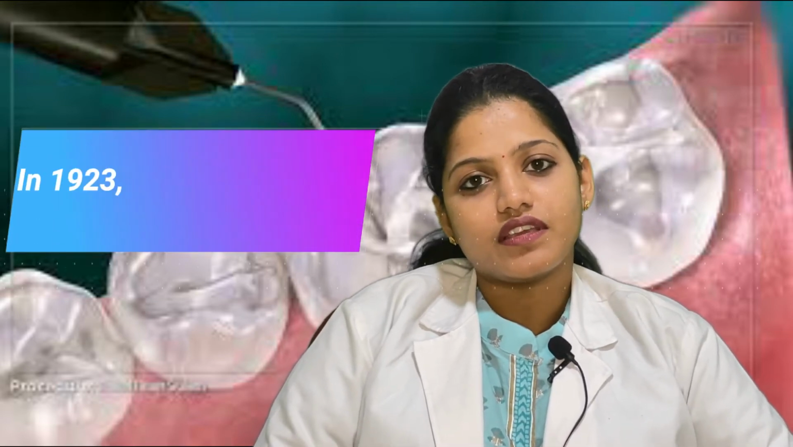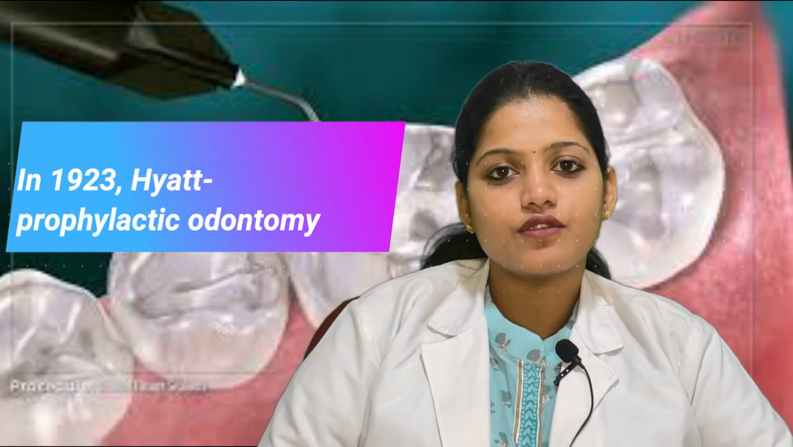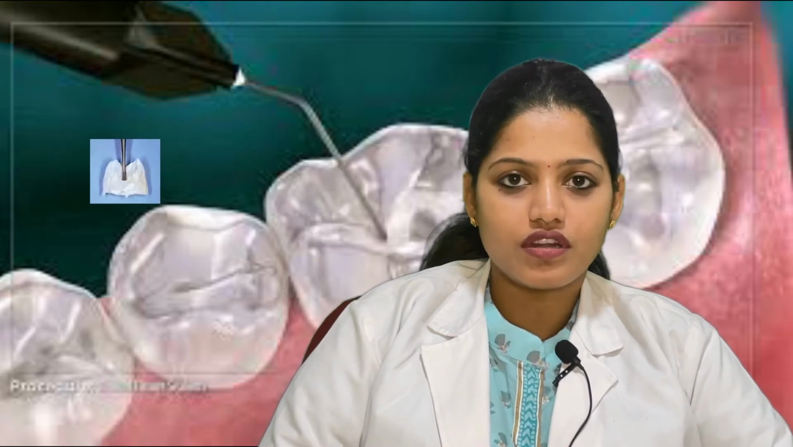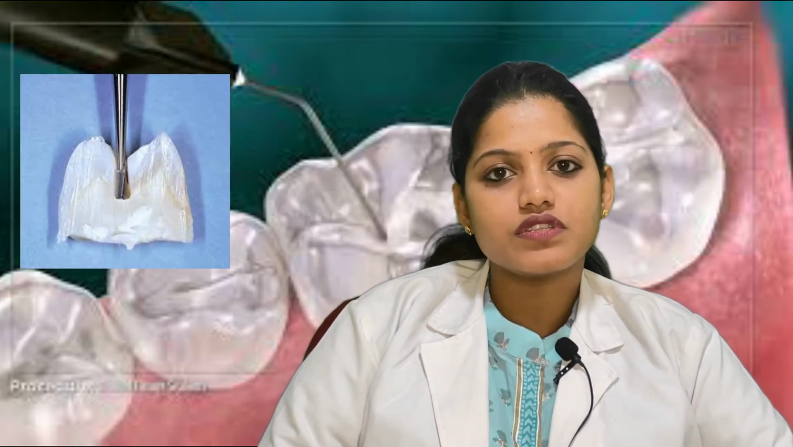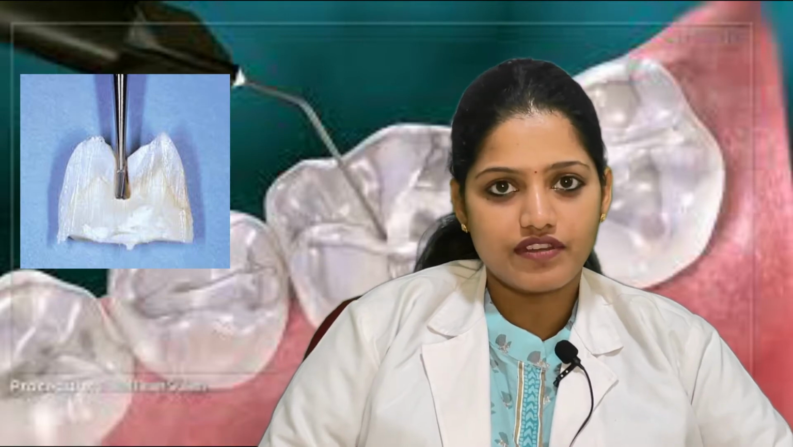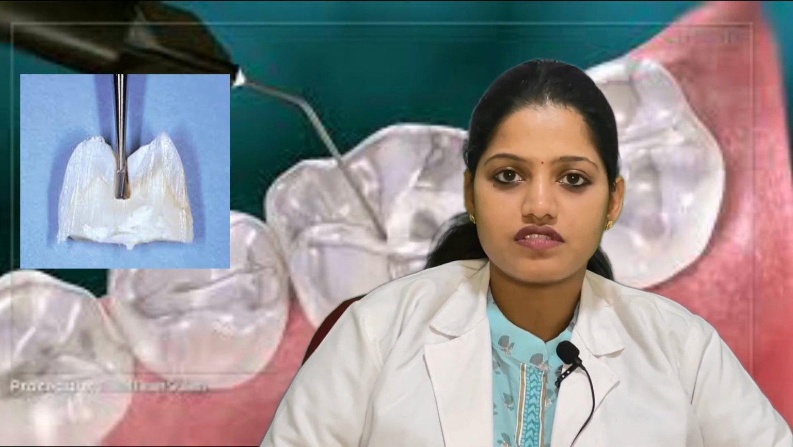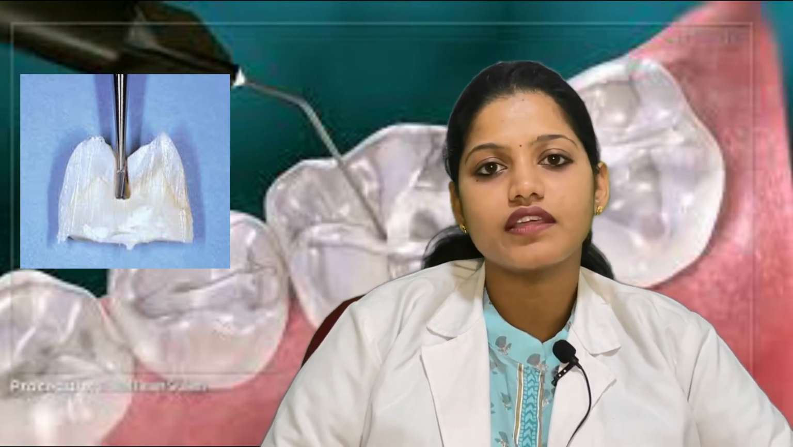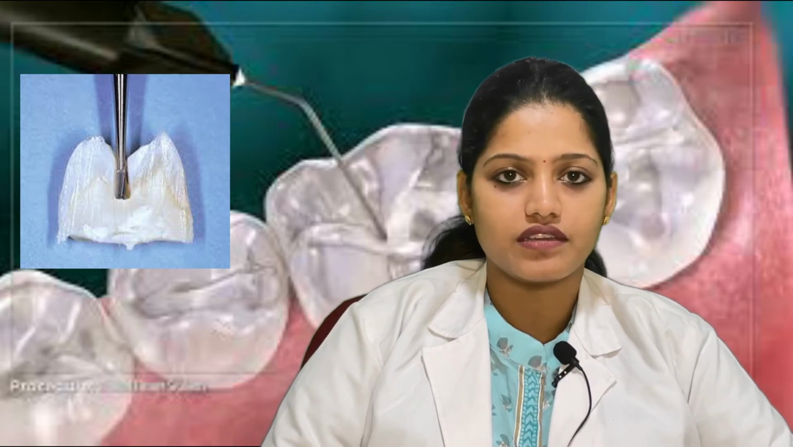Let me tell you a brief history about pit and fissure sealant. Earlier, in 1923, a person named Hyatt introduced a technique called prophylactic odontotomy. It's an approach which involves preparation of a cavity on a sound tooth structure, and then filling it with a subsequent restorative material.